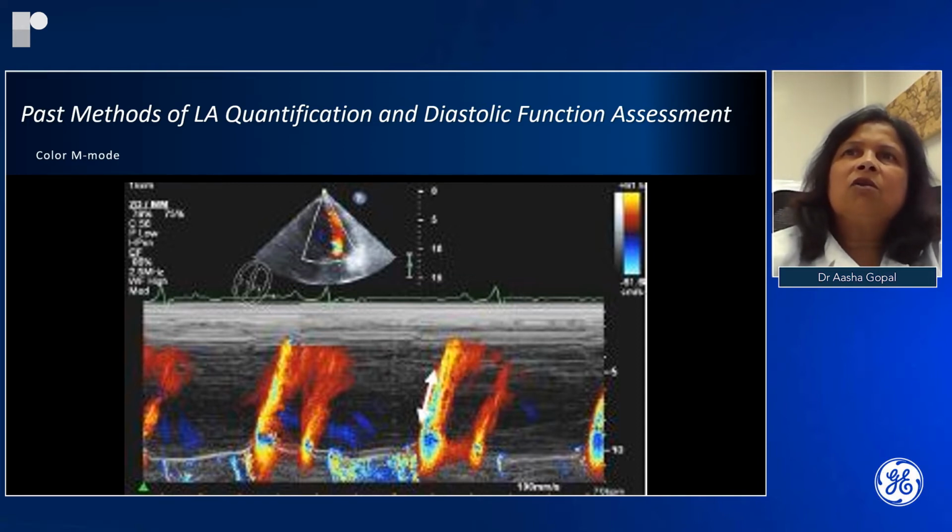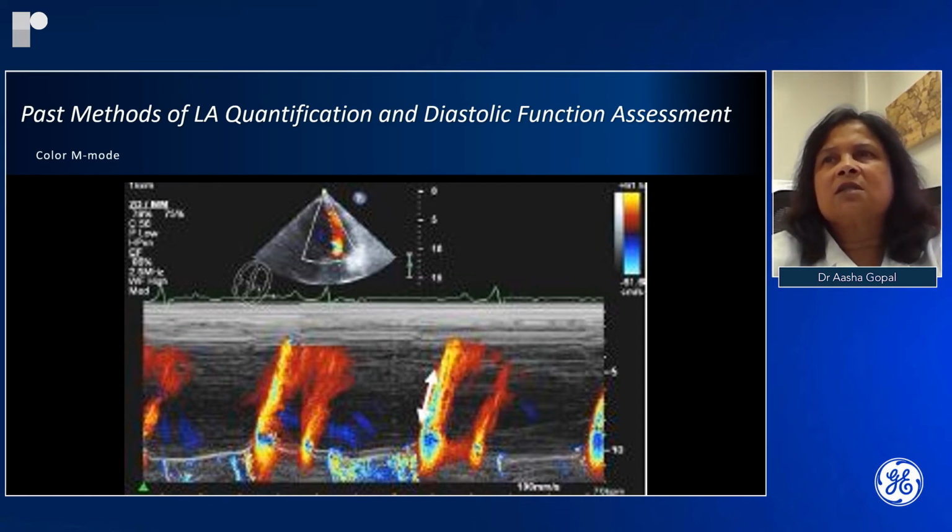Now, color M mode flow propagation velocity combines the excellent temporal resolution of M mode together with the spatial color Doppler map of mitral inflow. The healthier the ventricle, the more robust is the suction, and therefore the steeper the slope. And conversely, the more diseased the ventricle, the flatter the slope. However, this parameter also needs to be integrated with mitral inflow E velocity information to be clinically useful, since patients with hypertrophic obstructive cardiomyopathy can have flow propagation velocities that overlap with the normal range. So these are some drawbacks of old methods.